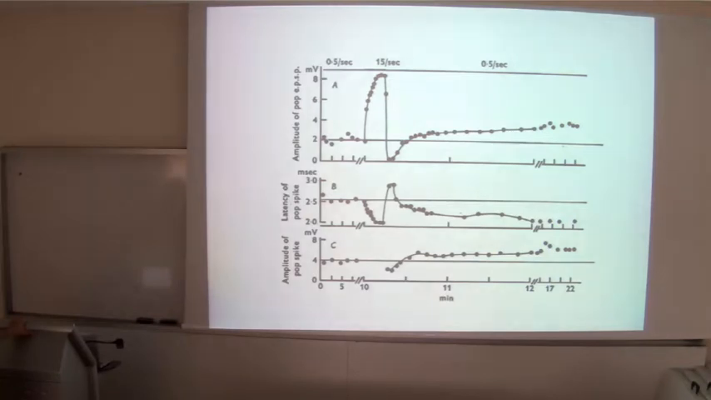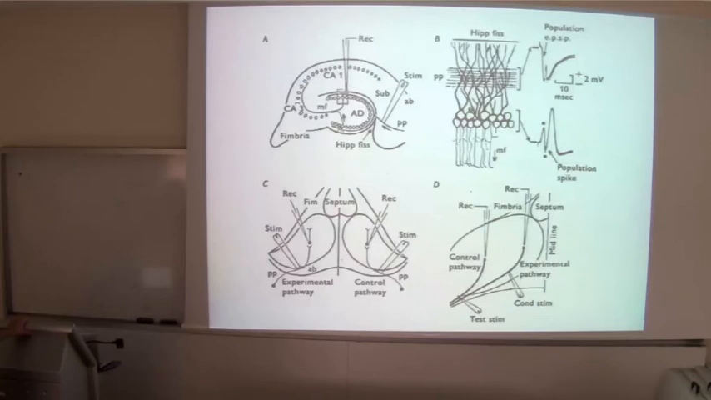pretty simple. You give the stimulation and you record the field potential, and you establish that every time you give a stimulation you get some response. This is what they call the population EPSP. So they record here, in this area.